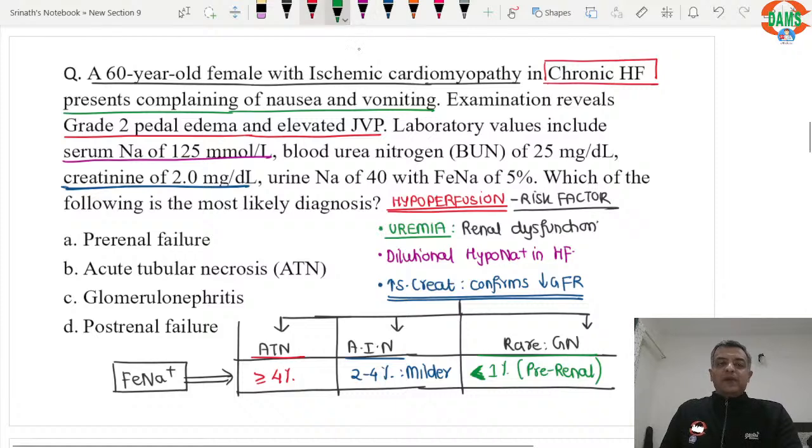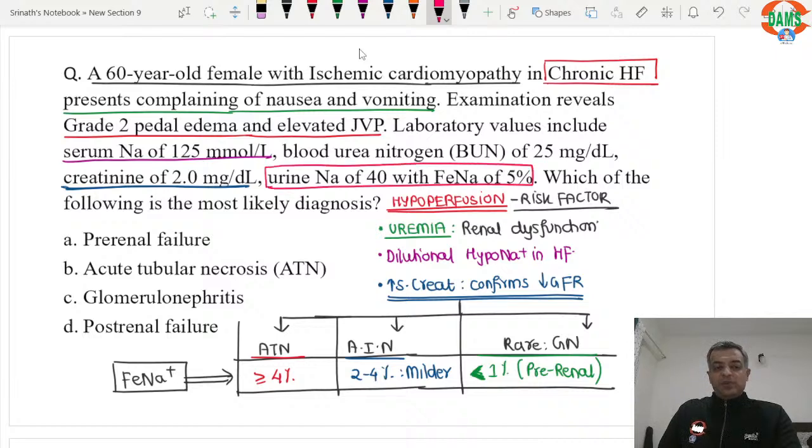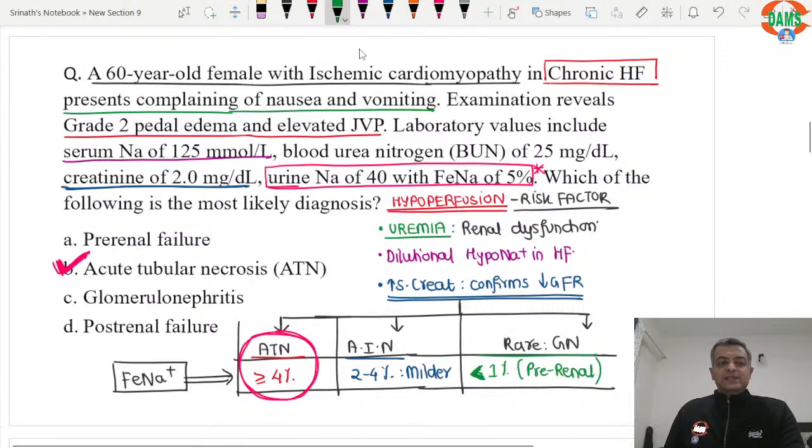So here the key finding in the patient is urine sodium is high and the FeNA is more than 5%. Because the FeNA is more than 5% and there is hypoperfusion, we can say most likely answer is acute tubular necrosis. You can ask, why is it not pre-renal? Because in pre-renal, the FeNA is always less than 1%. That's why not pre-renal.